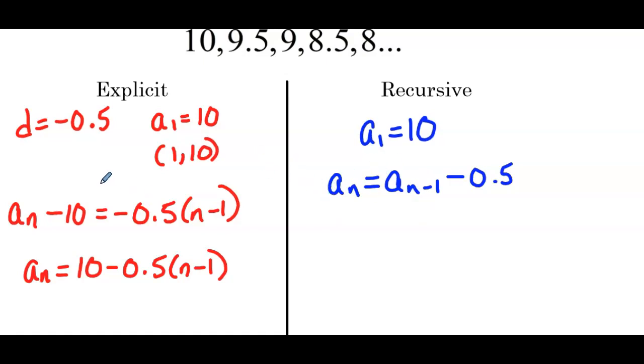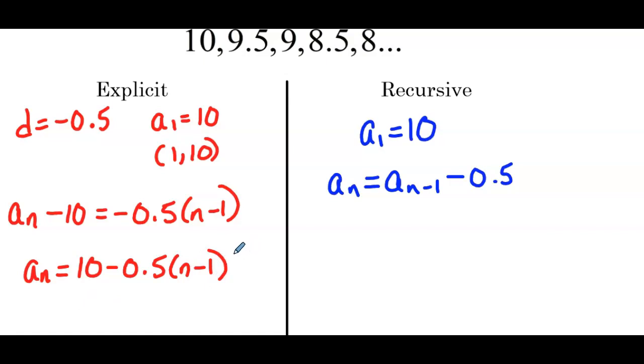Explicitly, we're going to treat it like a line, identify the common difference, which will be the slope, identify a term. Most of the ones that we dealt with, we identified the first term. We can express it as a point. Then we just have to use our subscript notation when we're writing it out. So a sub n minus 10 equals negative 0.5 times n minus 1. And we solve for a sub n. So we have that linear function.